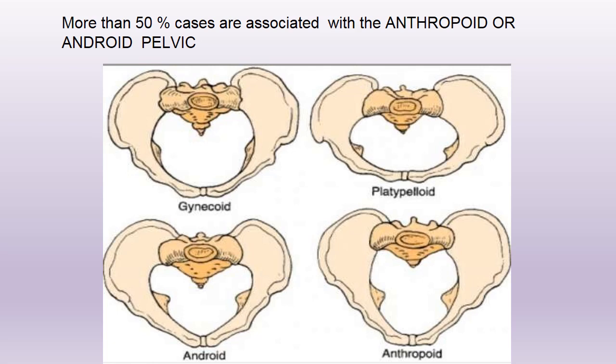In this slide, you will see the types of pelvis. There are 4 types of pelvis: gynecoid, platypelloid, anthropoid, and android. More than 50% of the cases are associated with anthropoid or android pelvis.